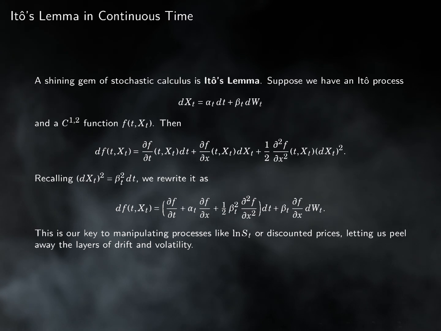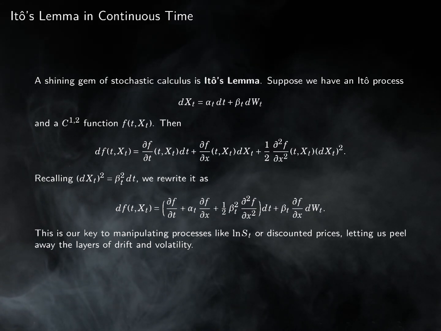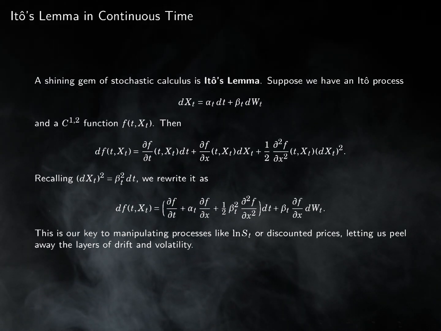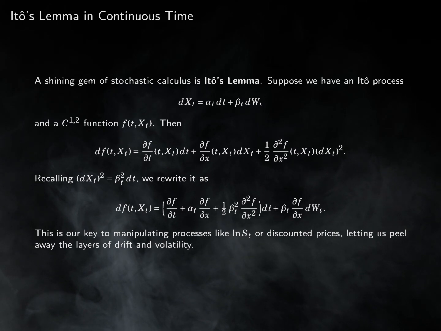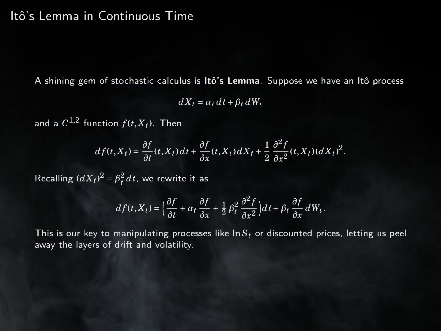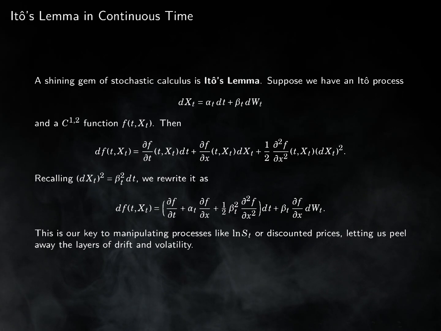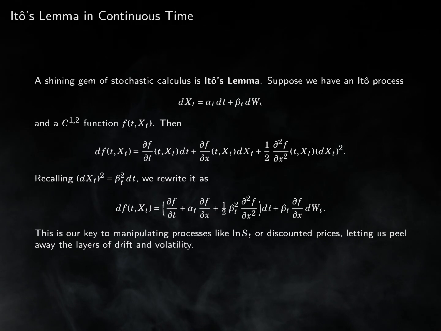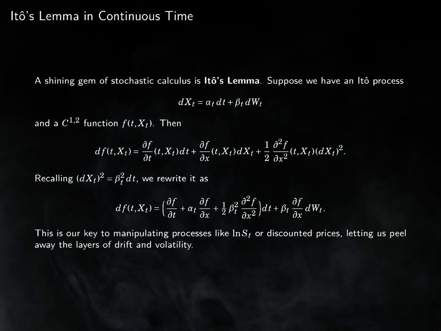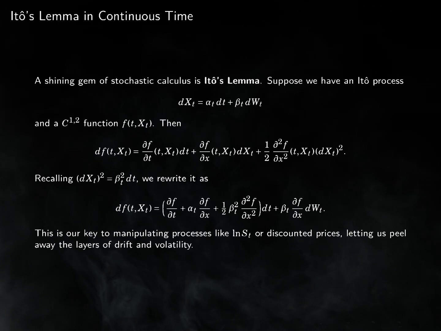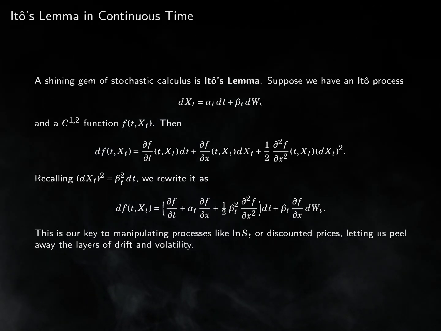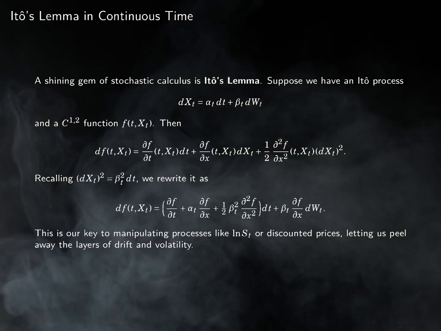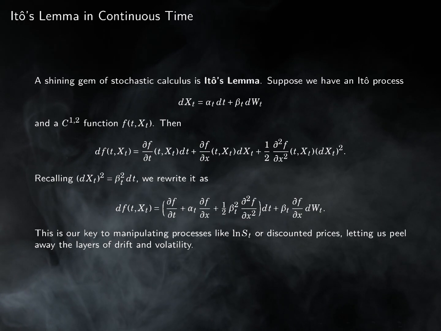But here we also account for the fact that any squared infinitesimal from the Brownian motion accumulates over time, leading to that extra half times beta sub t squared factor. This lemma is the key reason we can handle complicated transformations, like taking the logarithm of an asset price or discounting that price, and still track how the system evolves under randomness. The short version: Ito's lemma is our toolbox for peeling away drift and volatility layers, letting us rewrite processes in a form that will become very convenient for risk-neutral pricing.